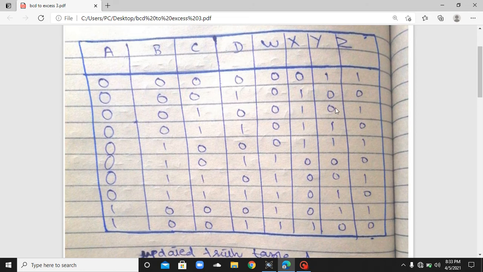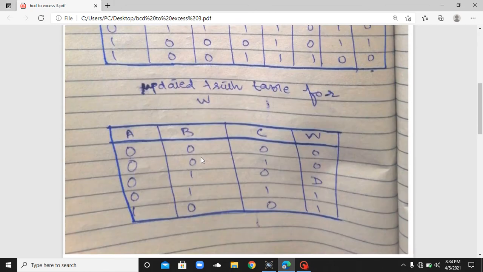By using this truth table I have made some truth tables of W, X, Y and Z, which are basically updated truth tables.